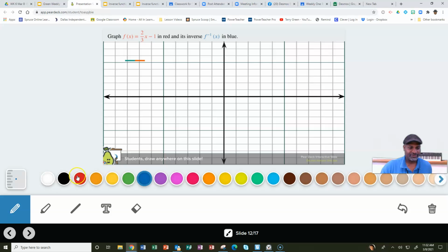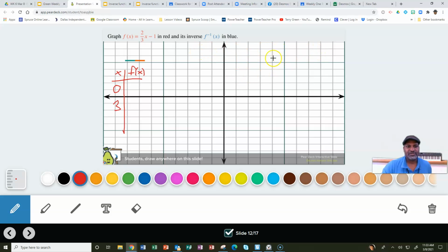Okay, and I'm going to do this in red. And my size is small, so let's do this. There's x, and this will be f of x. All right, I'm going to use the point 0, and then I'm going to use the point 3. That's what I'm going to use. So I'm going to do my work over here.